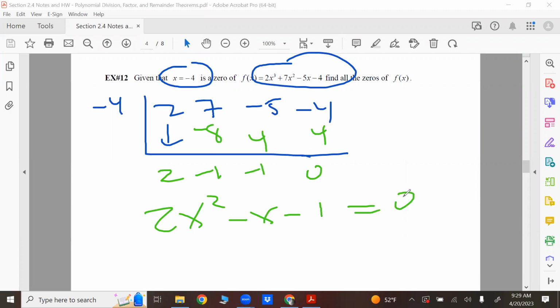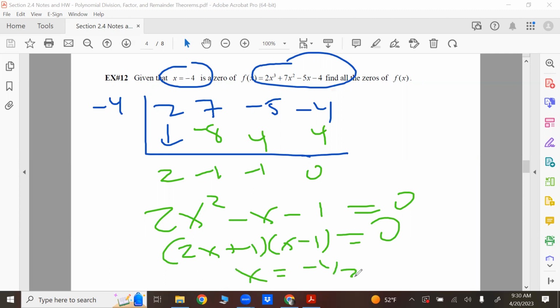Does that make sense what I just did? So you put -4 on the outside, put this in, bring down 2, and just go through it. That factor is not so bad. That should be, I think, 2x plus 1, x minus 1. Does that make sense? Yeah. So you get -1/2 and 1.